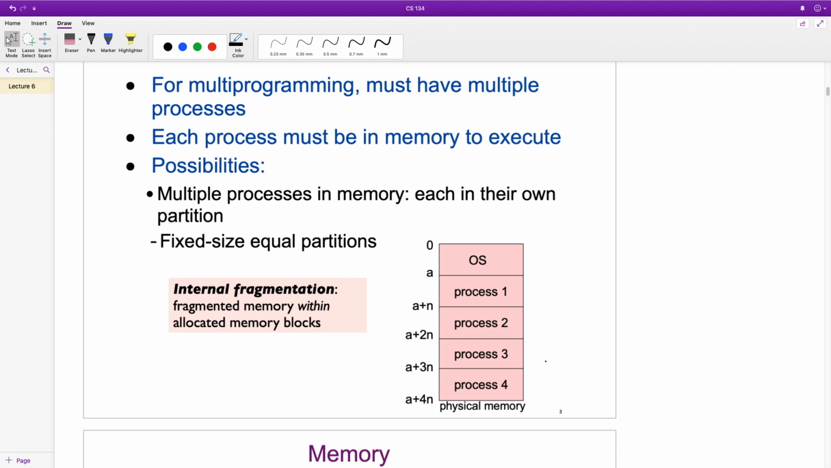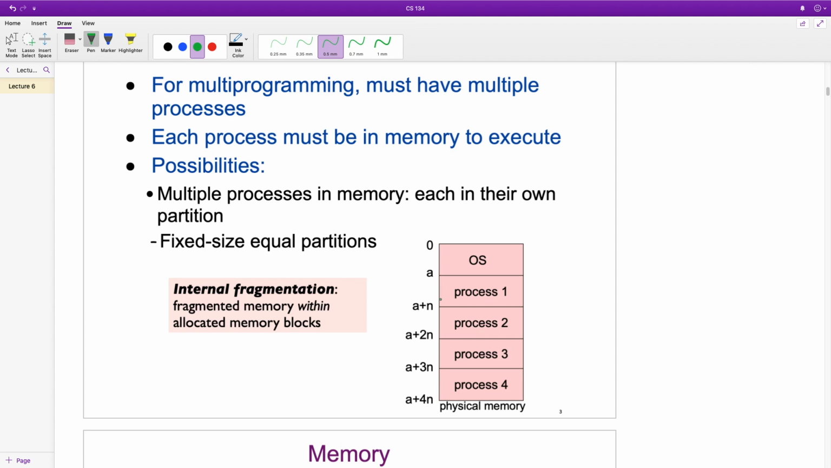And then if the operating system wants to switch between running different processes, it doesn't have to worry about the memory because it's all there. It can just suspend executing one process and switch the stack and the instruction pointer into a different process. This does lead to some wasted space. If we make sure that the size of our OS plus these n's fits all of memory, we don't have any wasted space there. But we do have wasted space within each block.